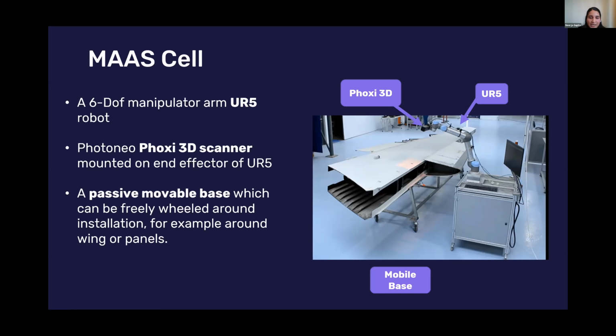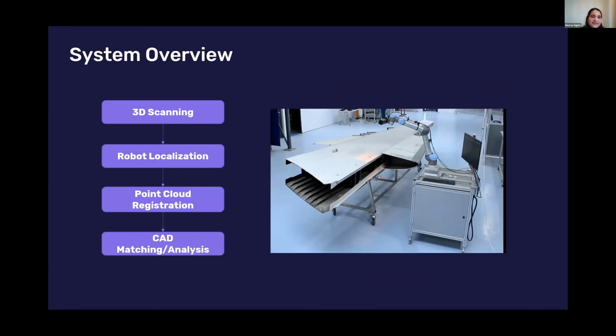And then we have a mobile base, which we can move freely around any installation, any area, any large structure. For example, right now we are moving around wing and panels. So we have divided the complete architecture into 4 main modules.